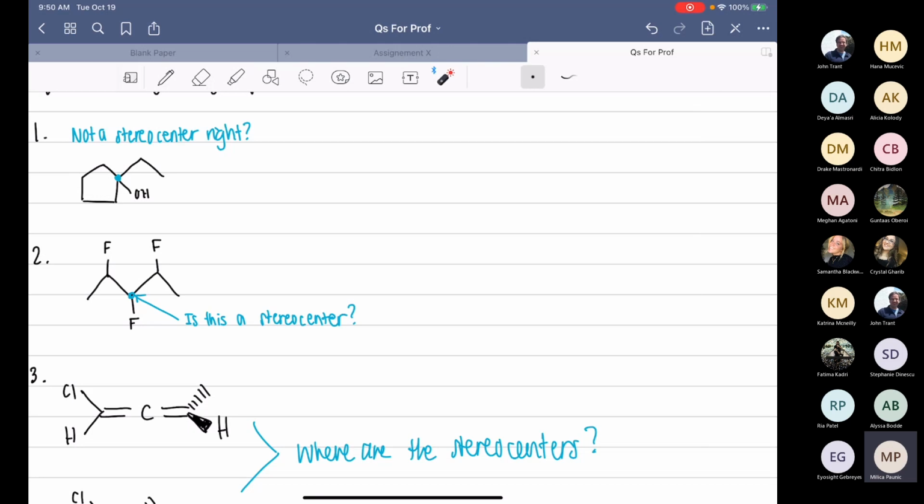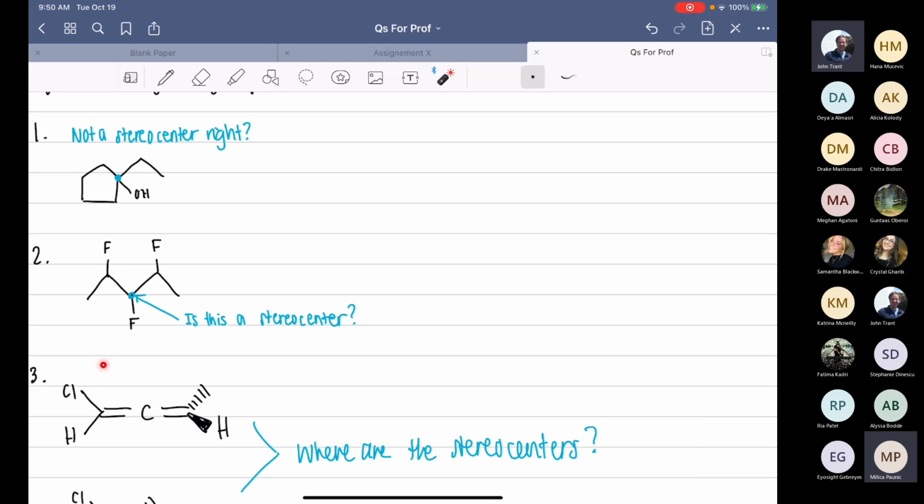Okay, this right here is not a stereo center because if we go this way and this way, it's the same. So first question is whether this and this is the same, so it wouldn't be a stereo center, right? Right, because you get back to your point of origin before you reach a point of difference, right? Okay. Yeah, that makes sense. You're absolutely right. That is not a stereo center.